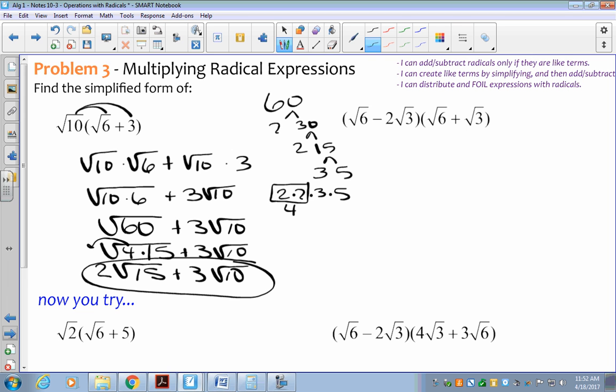When they're asking you to simplify, if anybody is in the square root prison that's a perfect square, you have to get them out of there. Otherwise, you're not in simplest form.